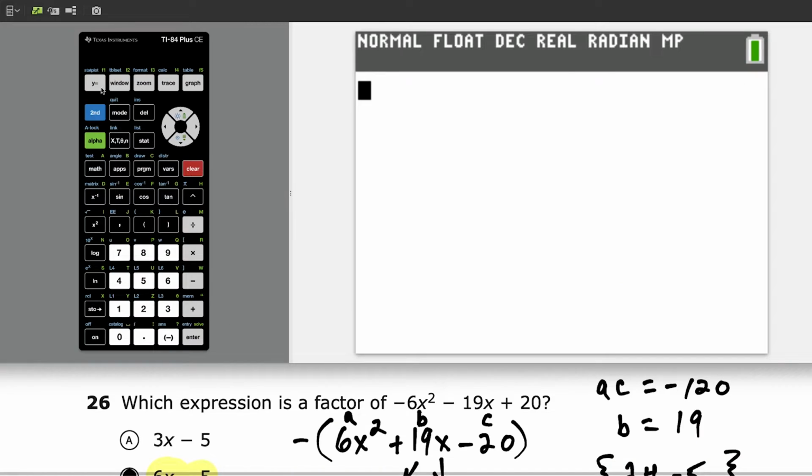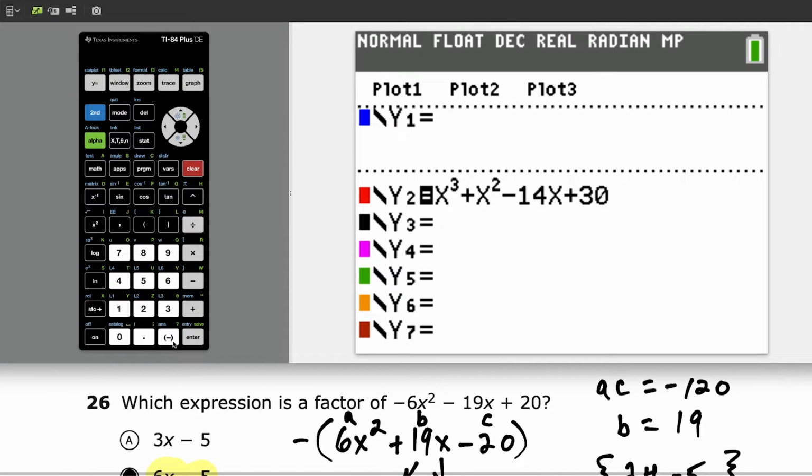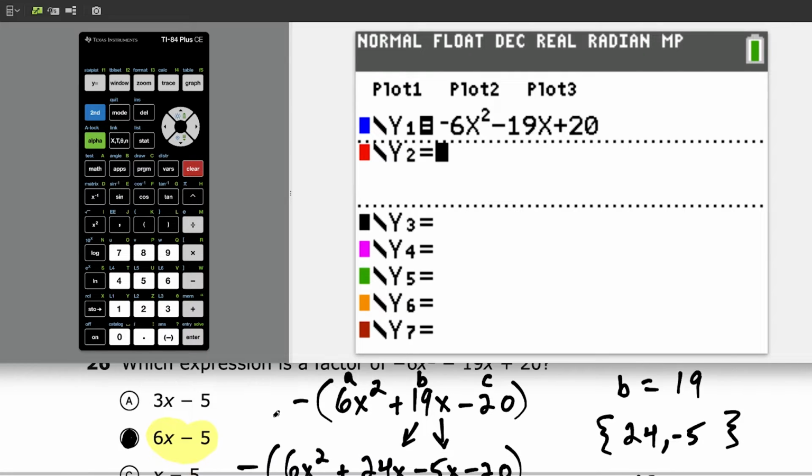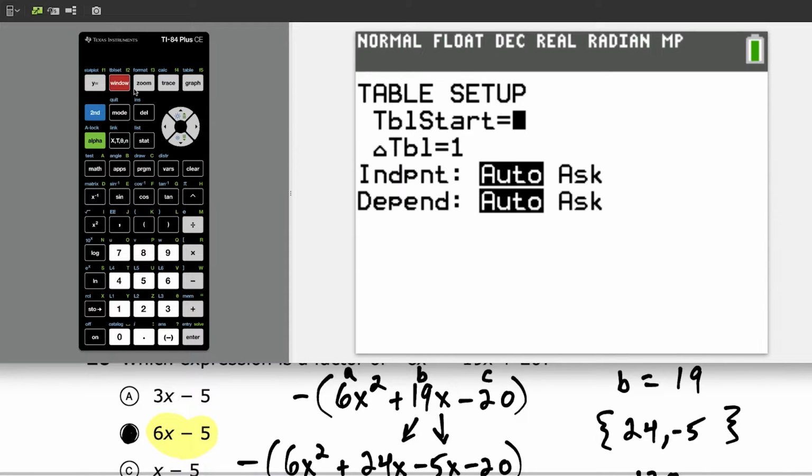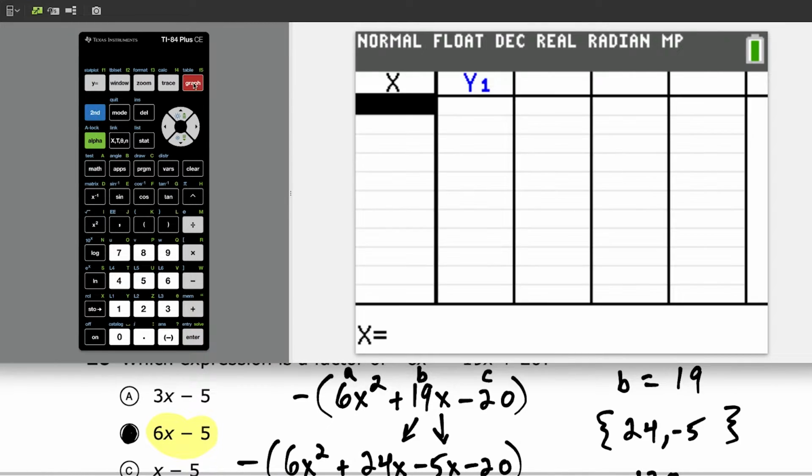Now, one thing we could do here is go to the y equals and type in -6x squared, then minus 19x, and plus 20. And what we could do is look for which of these factors would be a factor of this by finding the corresponding root. So what I mean by that, I'm going to press second window and I'm going to switch the table independent variable from auto to ask. That way I could type in custom values. And I just do this algebra in my head.